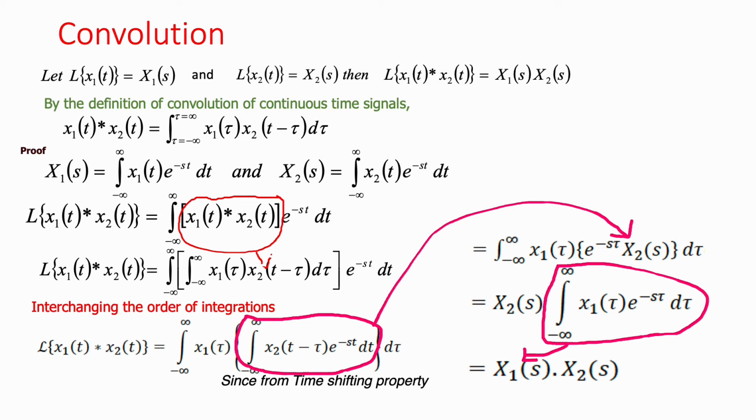x2 of s. As per the time shifting property, this red color rounded term can be written as e power minus s tau x2 of s. The next step, rearrange the integration again, because x2 of s you bring it out. Integral minus infinity to plus infinity x1 of tau e power minus s tau d tau. Now this part can be written as x1 of s, because this is the same as the Laplace transform formula. So hence the property is proved.